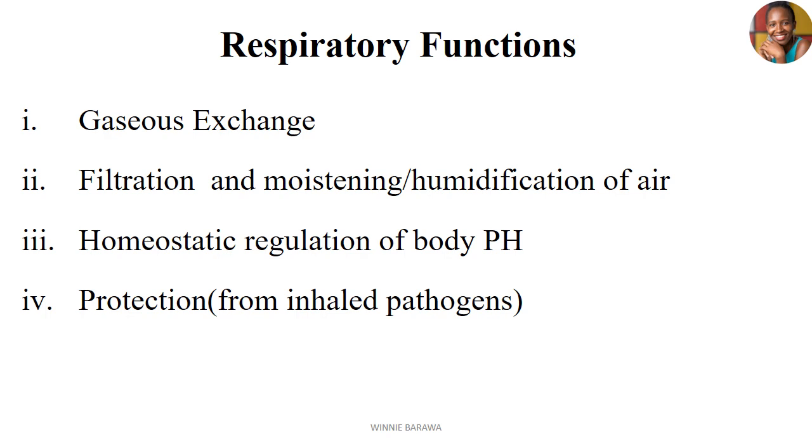And of course, there is protection from inhaled pathogens, but also from other pathogens existing in our body system, in that our nasal cavities are covered by hair, and this hair helps us to trap any foreign particles that are gaining entry to the cavity. Also, our respiratory system has goblet cells that are able to produce mucus, and the mucus helps us not only to moisten but also to trap all these inhaled pathogens and foreign particles.